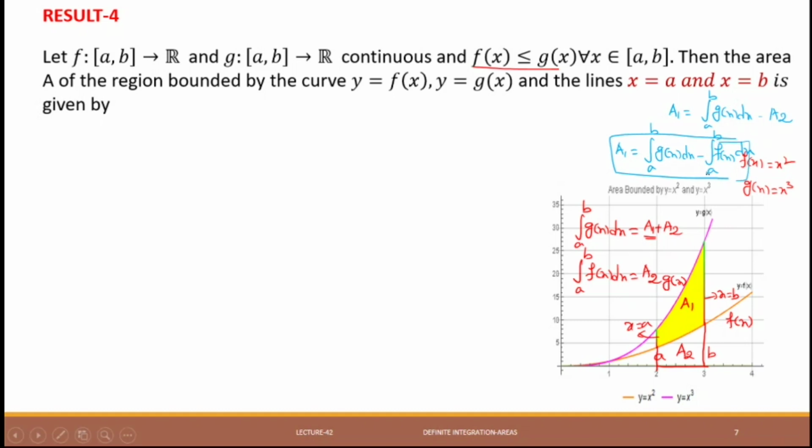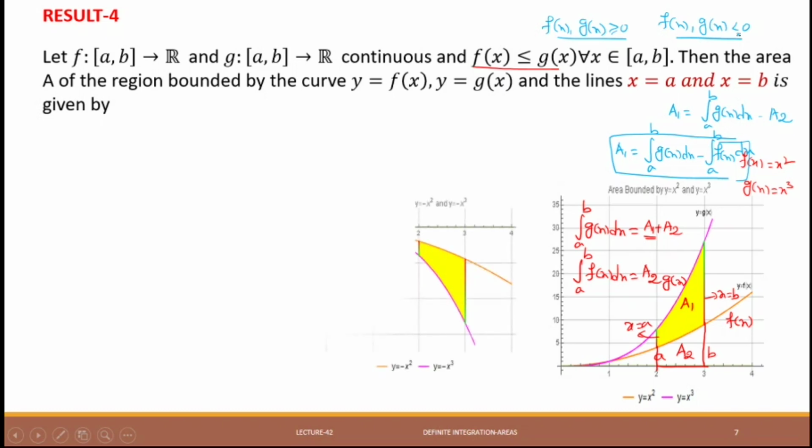there is one more scenario. Of course, in this example I have assumed both f of x comma g of x are positive. Now there is one more case where f of x comma g of x both are negative and still have this relation, f of x is less than or equal to g of x. Let me show you that example also.